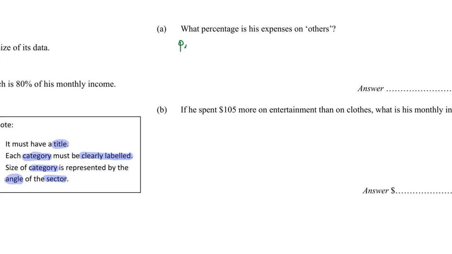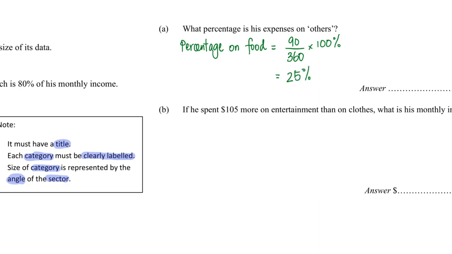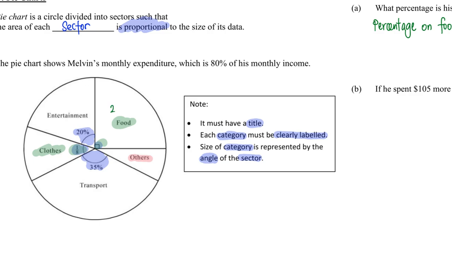The percentage on food, since I know it's 90 degrees, 90 degrees will be over 360 degrees multiplied by 100%. So this will give me 25%. Okay, so now I know food is 25%.